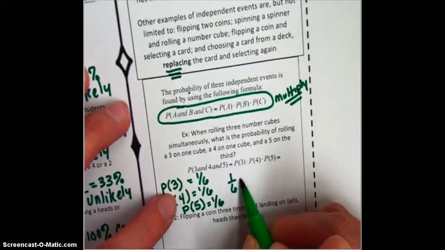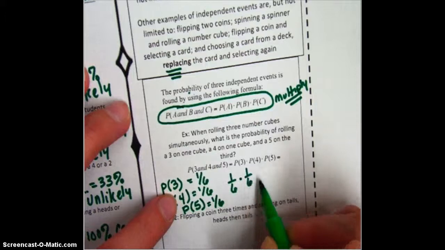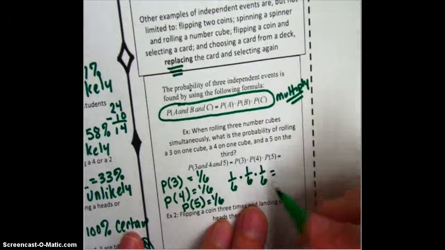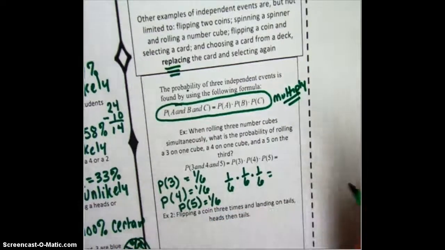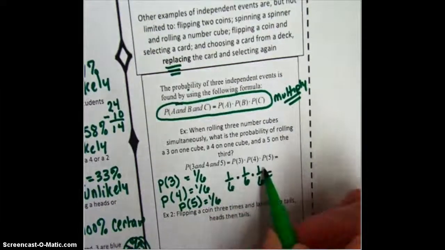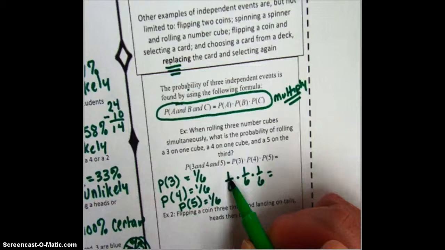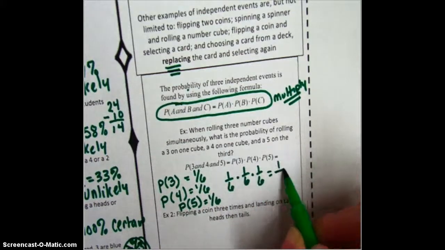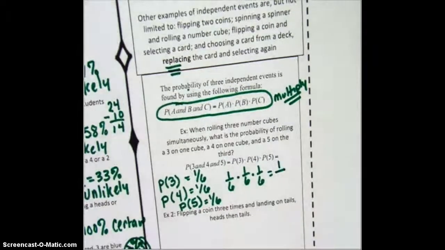So what we're going to do is multiply all 3 of these fractions together. So 1/6 times 1/6 times 1/6, or if you want to put them in parentheses, it's up to you, however you want to multiply these. When you multiply fractions, as a quick refresher, you multiply the numerators and then you multiply the denominators. So 1 times 1 times 1 is 1. Then 6 times 6 times 6.